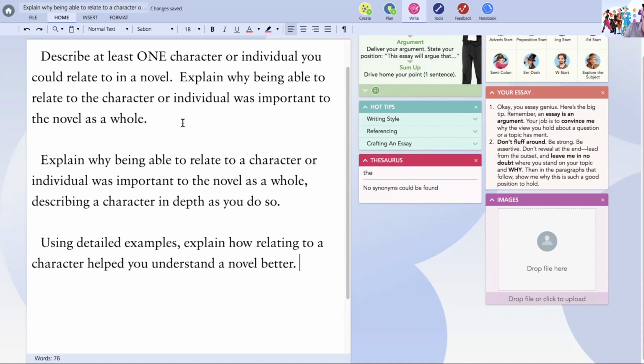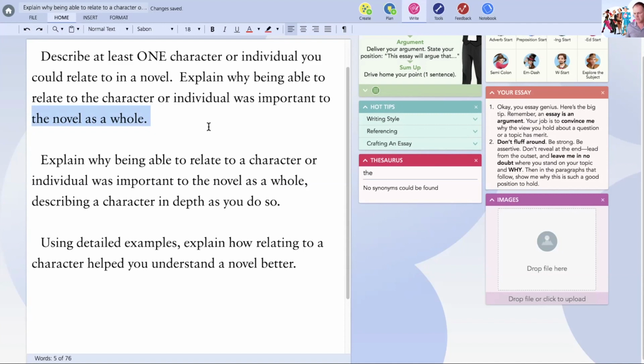Because here's the problem. If at the top here you said, explain why being able to relate to a character or individual is important to the novel as a whole. Yes, but what does that mean, that phrase? Does that mean the novel as a whole and its popularity? Does that mean the novel as a whole and the degree in which the novelist was able to influence society? Does it mean the novel as a whole and its actual readability? Does it mean the novel as a whole and its success as a piece of literature? You see, there's multiple ways you can go here.